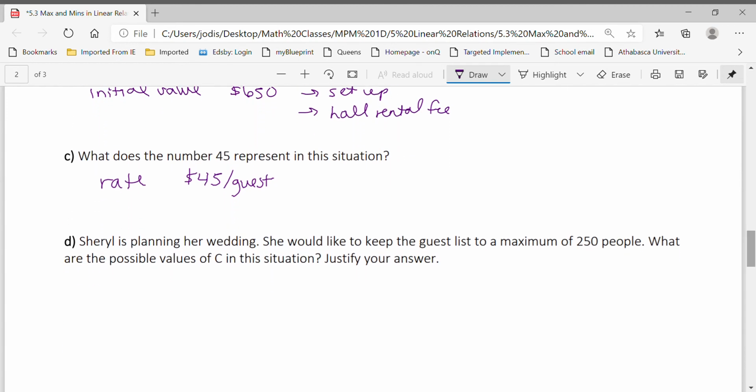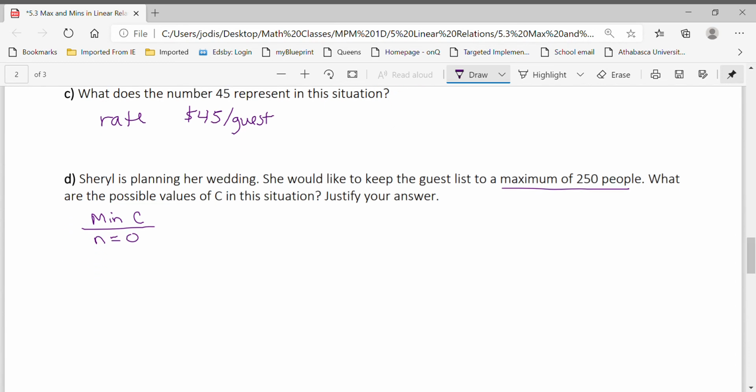Okay, so Cheryl's planning her wedding, and she would like to keep the guest list to a maximum of 250 people. What are the possible values of C in this situation? We want to justify our answer. So we've got the minimum C. Well, minimum would be like if she didn't invite anybody, right? So in this case, we'd use our equation, C equals 650 plus 45n. Well, if 0 people got invited, which would be an awfully boring wedding, it would just cost her $650.